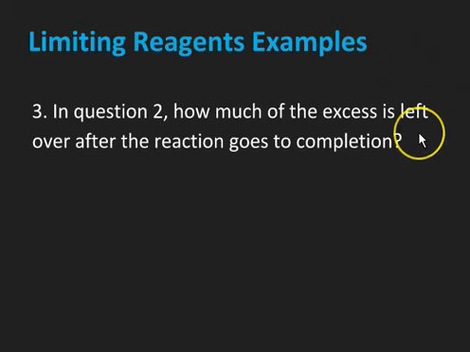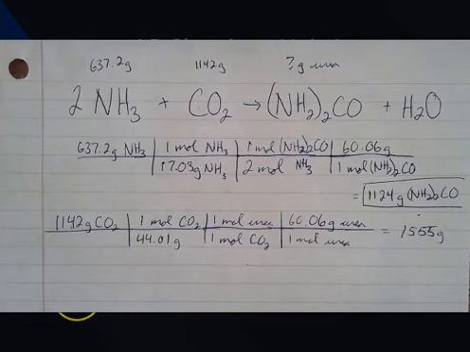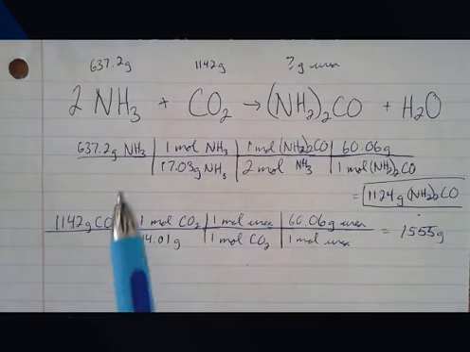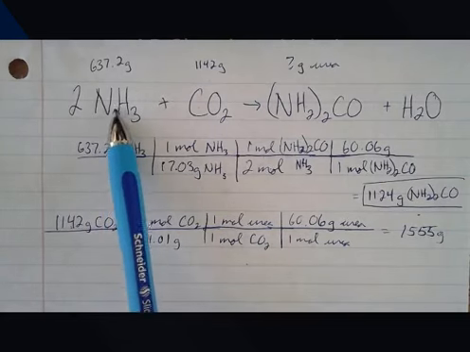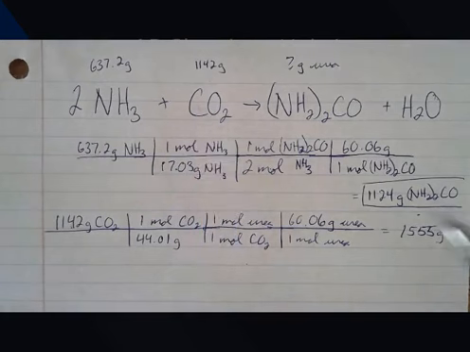So in question 2, how much excess is left over after the reaction goes to completion? So we figured out that carbon dioxide is the excess reagent, but we didn't figure out how much is left over, how much is unreacted after we're done. There's a couple different ways to do this. We can figure out based on how much this produces and how much this produces, which we've already calculated. We could subtract those two.